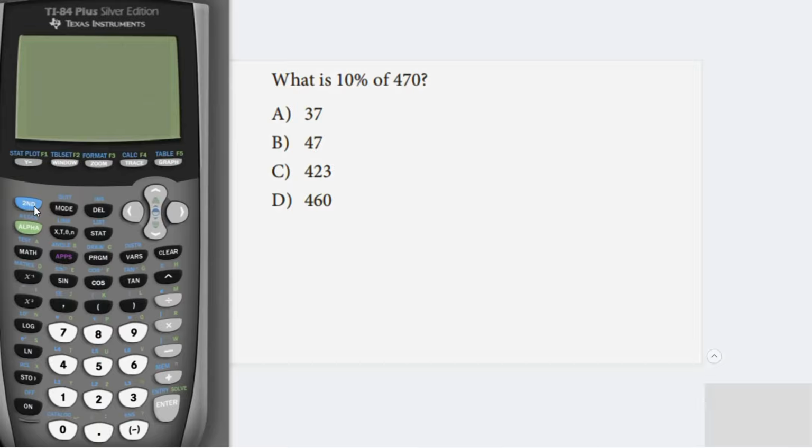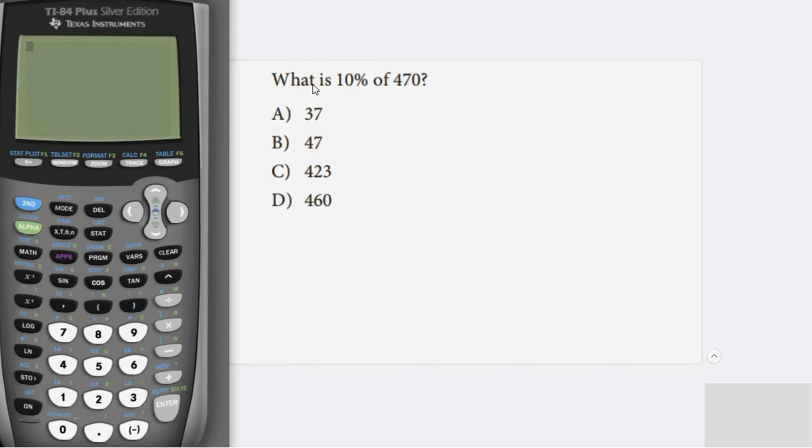To clear this calculator, just press second, then this plus button, you will see memory on top of it. Then press 7 for reset, then press 1 for all RAM. You want to reset all RAM. Then press 2 to reset all RAM. So RAM cleared, we are now good to go.